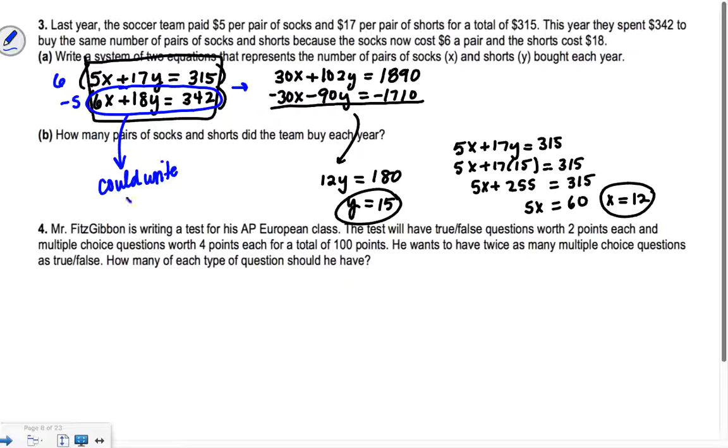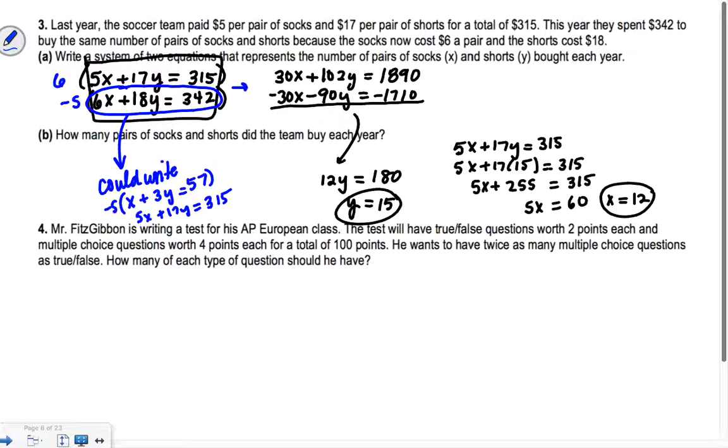If I divide by 6, then I'd have x plus 3y equals, I don't know, what's 342 divided by 6? Help me out. 57. Okay, then we'd have that equation, and we'd have the 5x plus 17y equals 315. And then you could just multiply by -5, and then you get them to be opposite. Does that make sense? So sometimes if you can reduce an equation, you don't have to go as big with your numbers. Okay, so you could have made it a little bit easier.